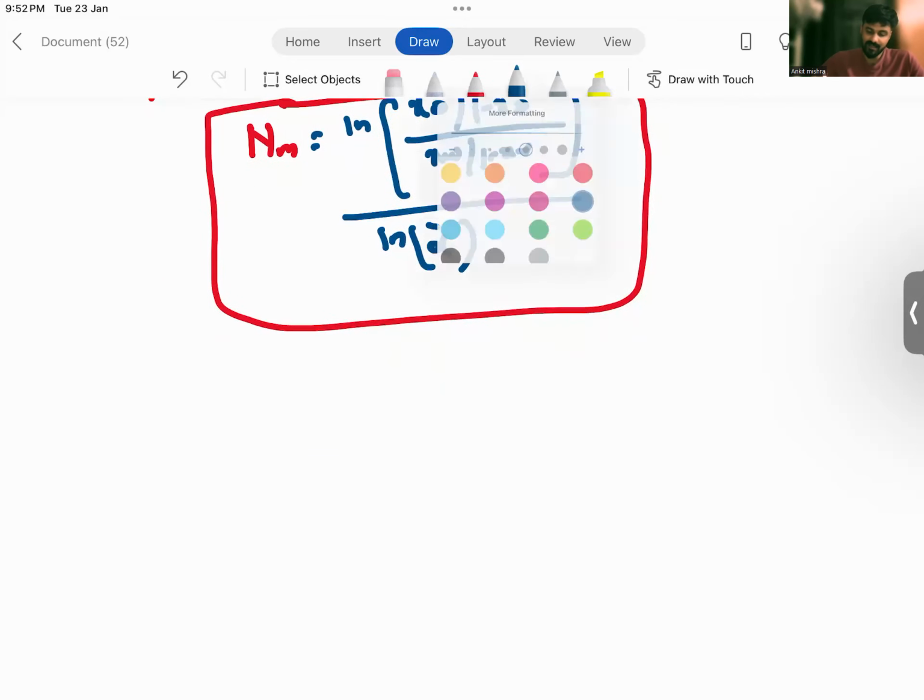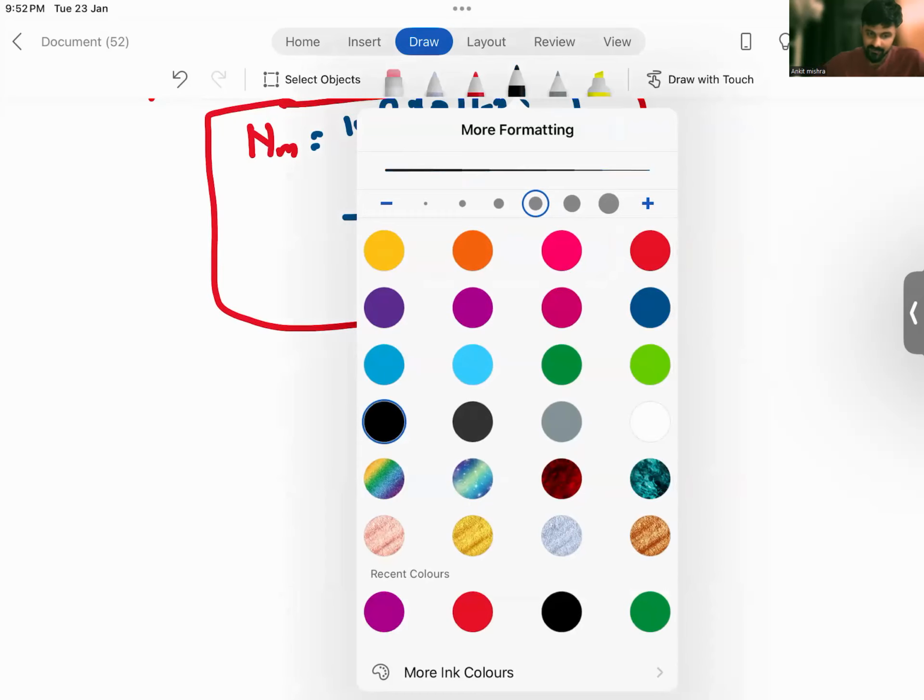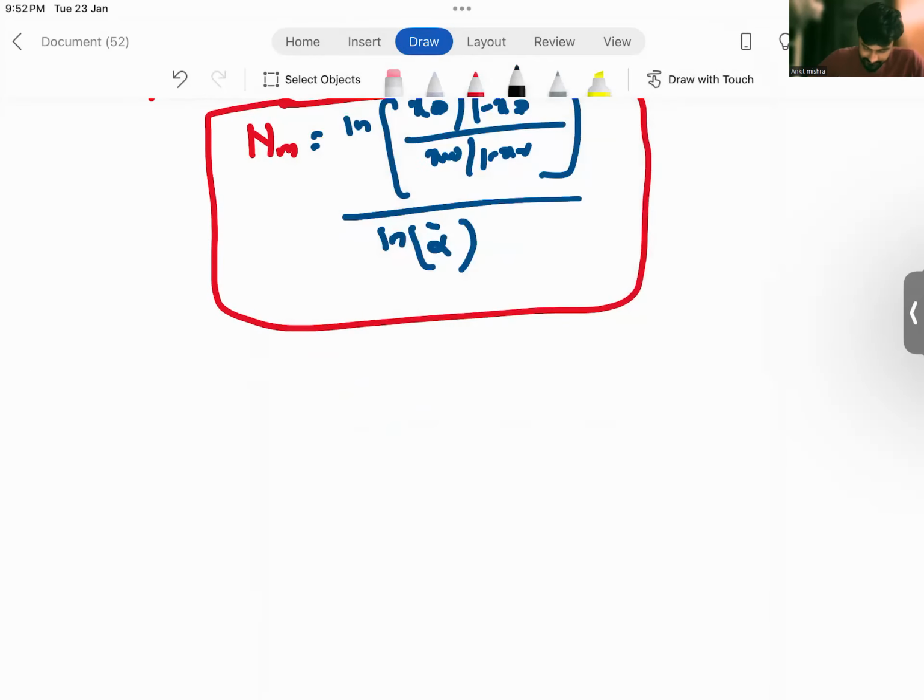Now the second one that I'm going to talk about here is the Murphree plate efficiency. Just wait 1 second, it's not working.